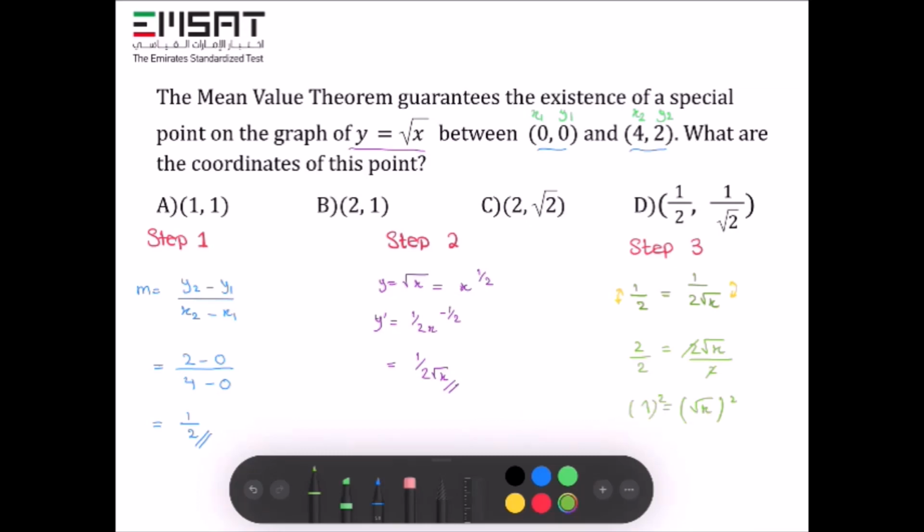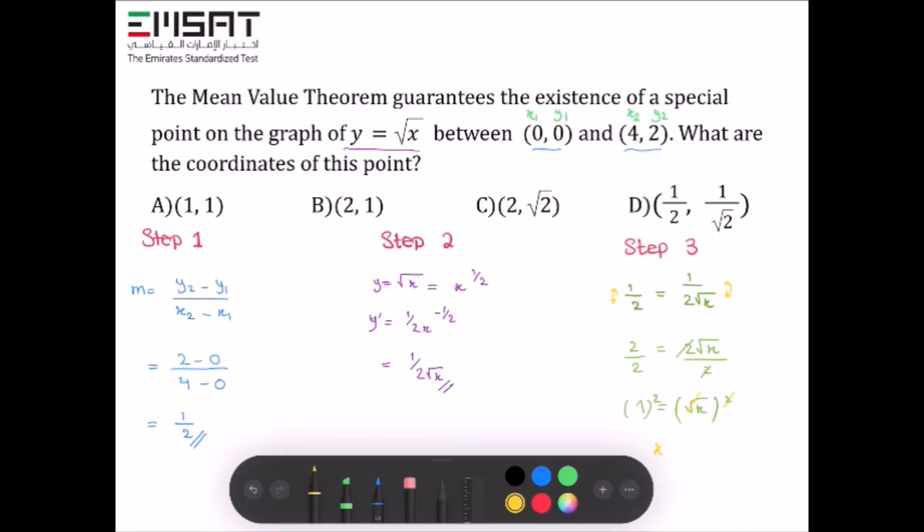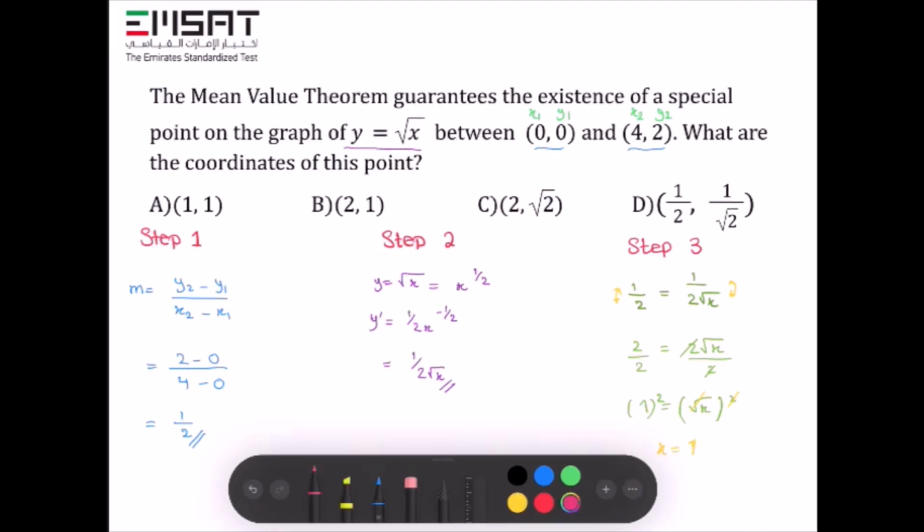And here the square root will cancel out, x equals 1. The correct answer is option A, because x is 1 and y is 1. Option B isn't correct because x is 2. Option C isn't correct as well because x is 2, and D isn't correct because x is 1 over 2.